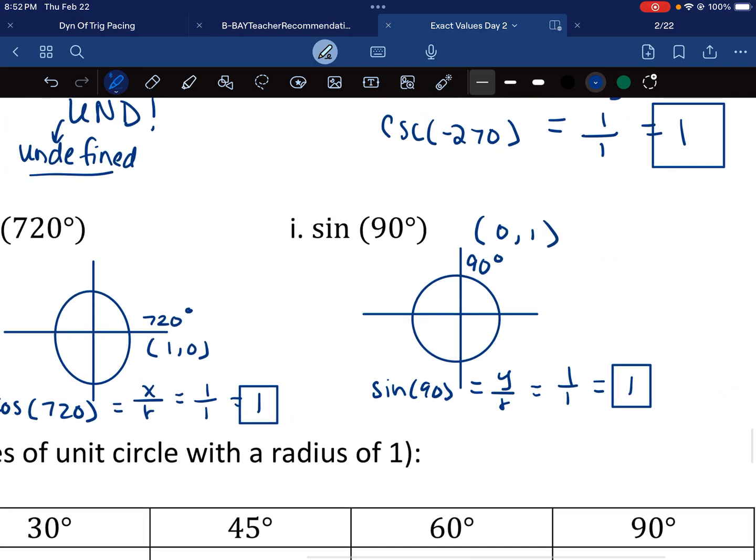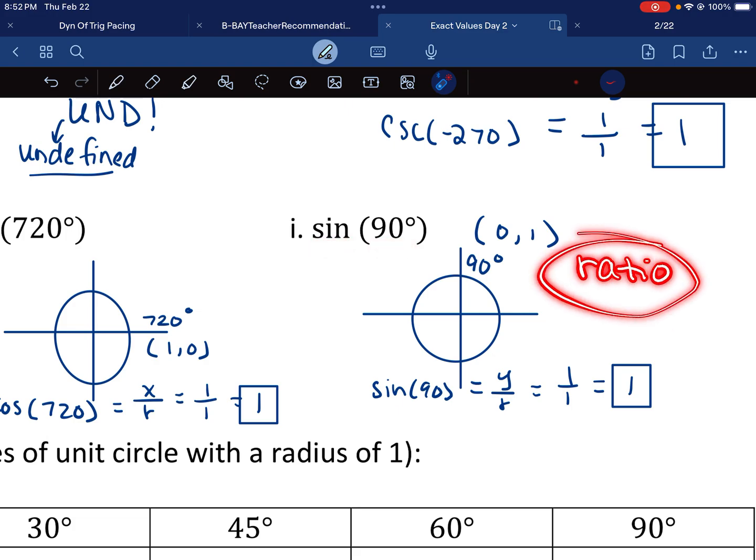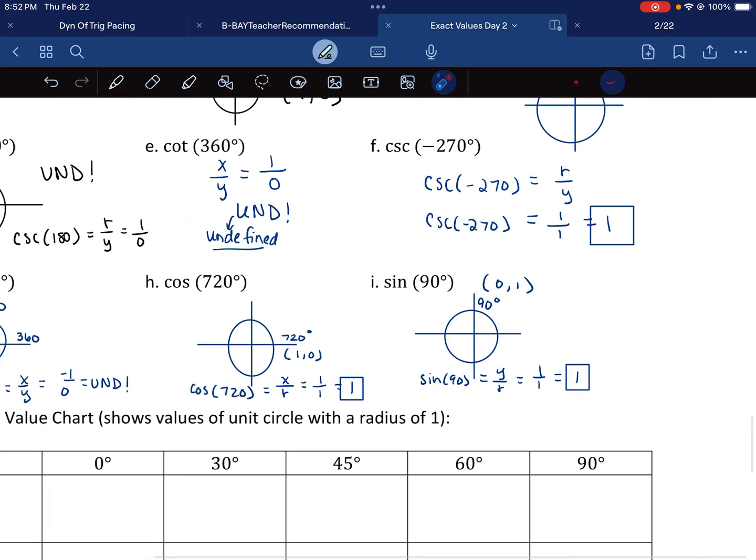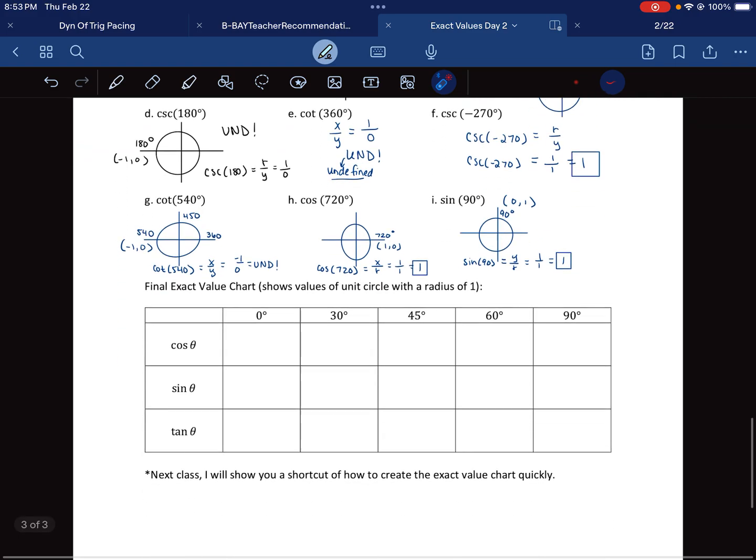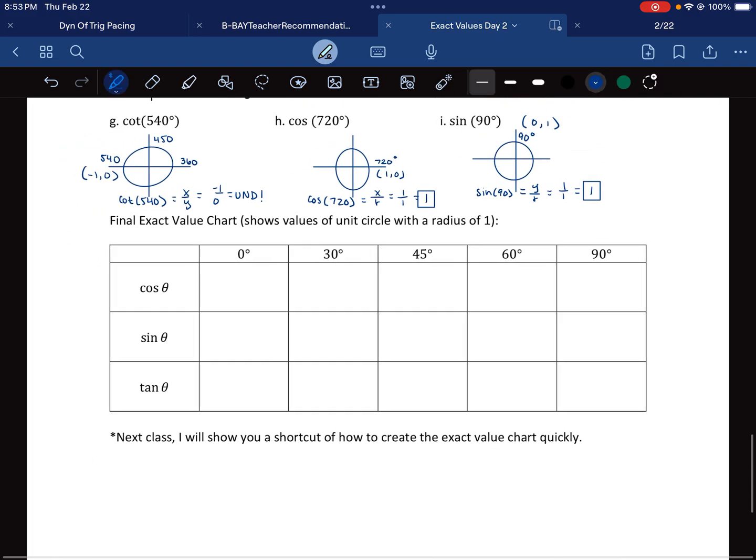All right, so once again, it's just evaluating trig functions. So if I'm asking you sine of an angle, you're always going to have a ratio at the end. So that's what we're solving for. We're solving for ratios. And now, based on the unit circle, we know our radius is always equal to 1. So we use that when we're setting up our fractions. All right, next class, I'm going to show you a real quick way that we can make this chart together. For now, I'm just going to fill it out for you.